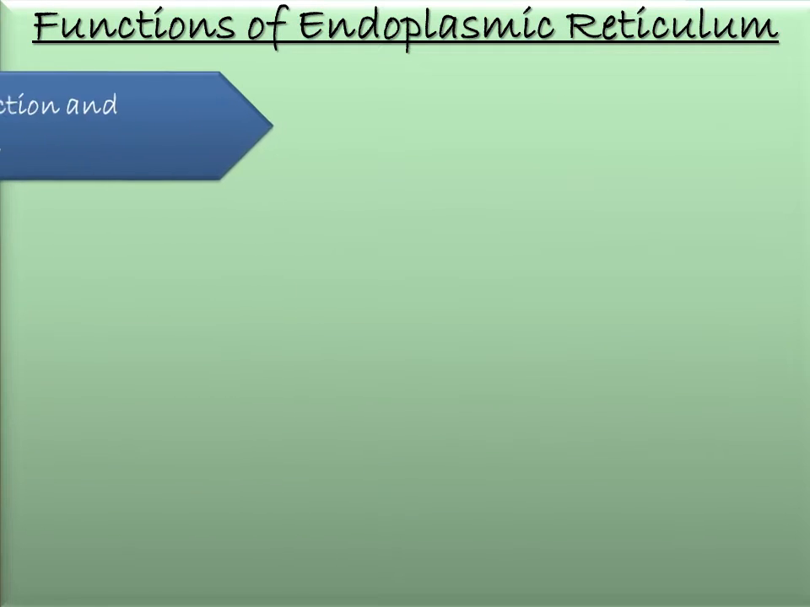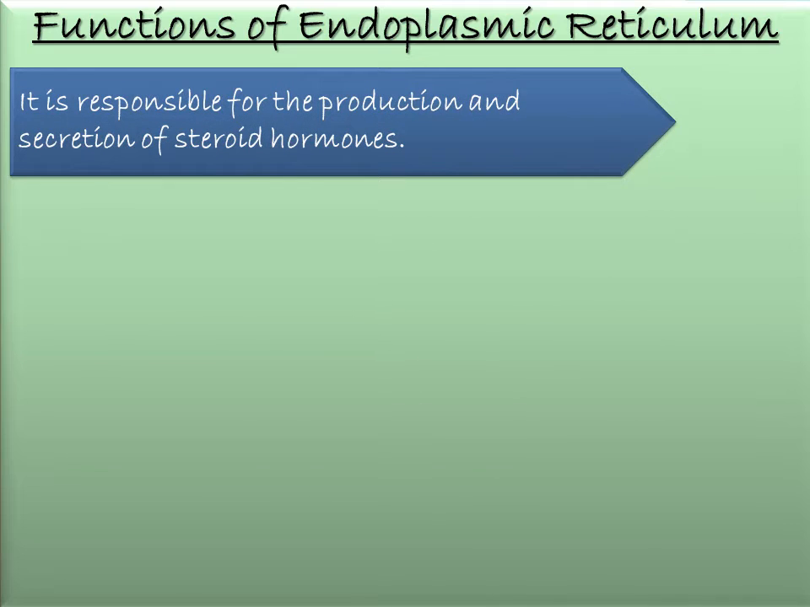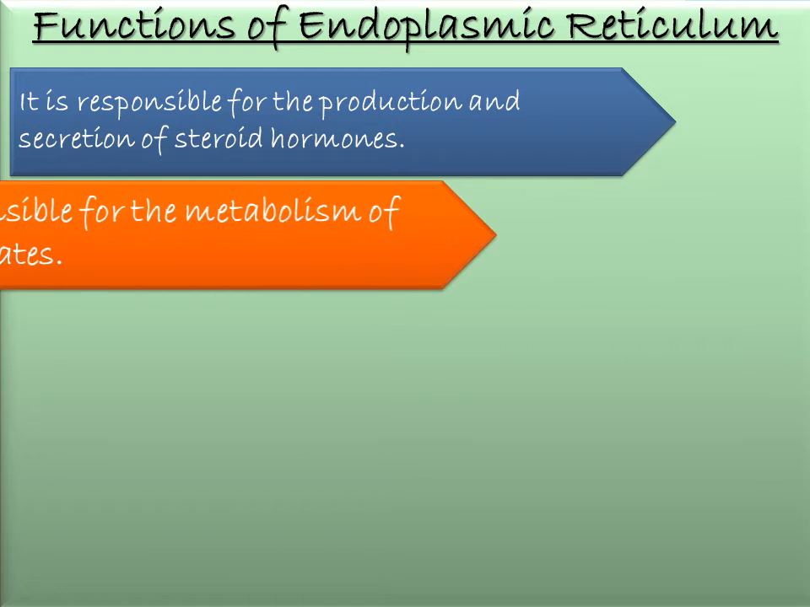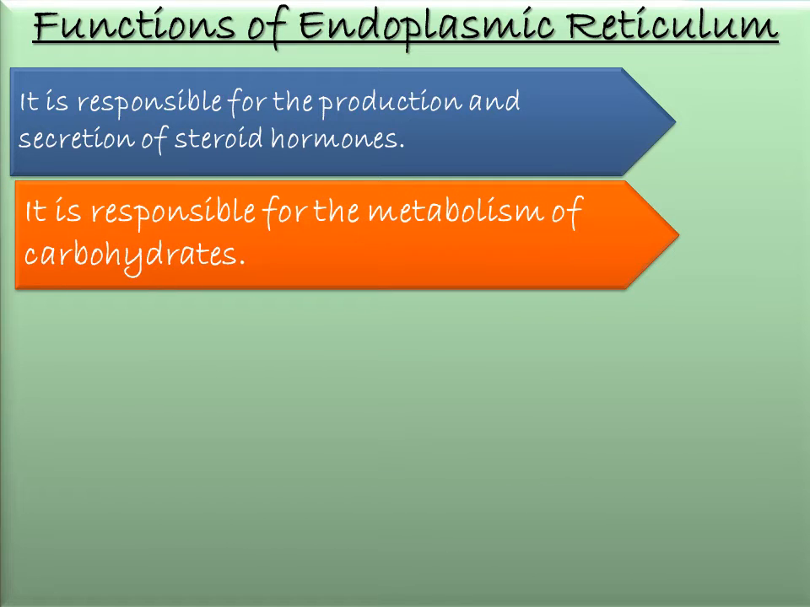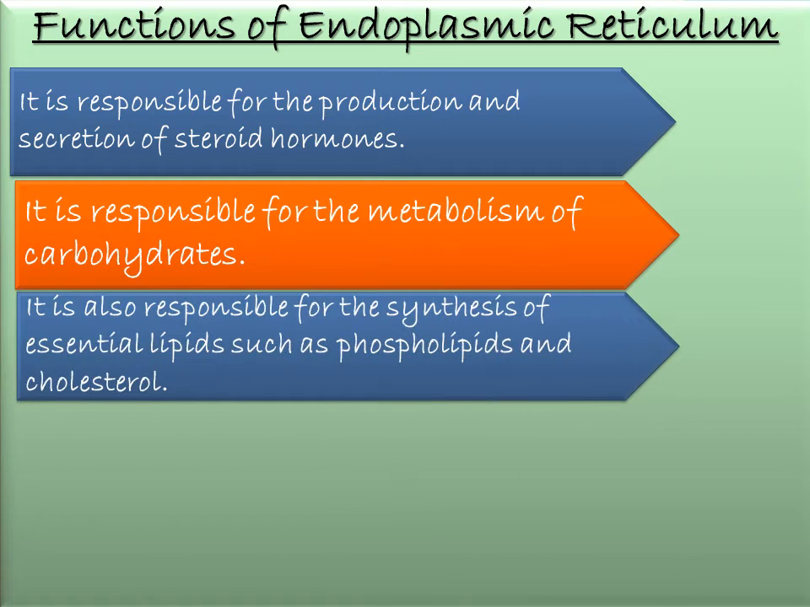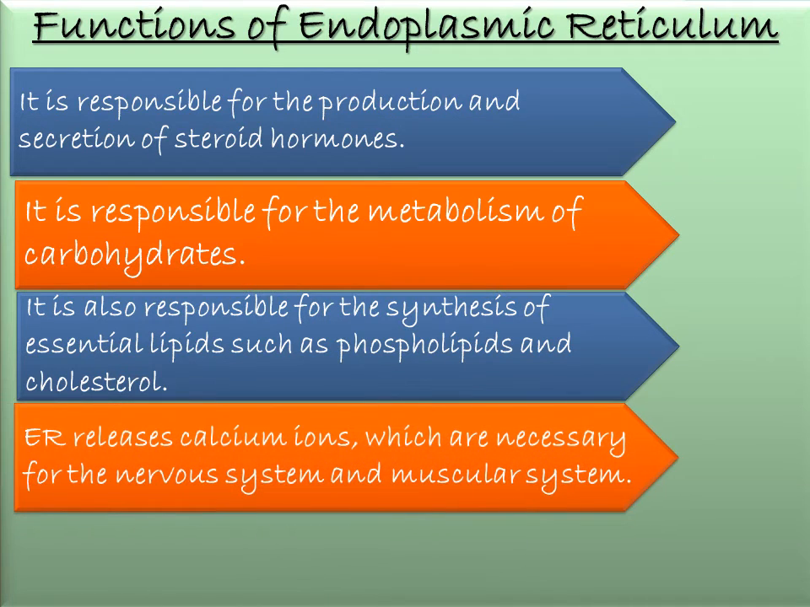Now let us begin with the functions of ER. It is responsible for the production and secretion of steroid hormones, responsible for the metabolism of carbohydrates, and for the synthesis of essential lipids like phospholipids and cholesterol. These words you have already heard, right? And it releases calcium ions which are necessary for the nervous system and muscular system. So these are the common functions of ER.